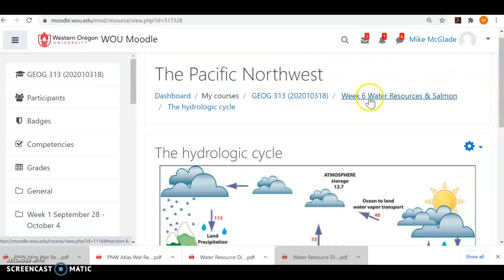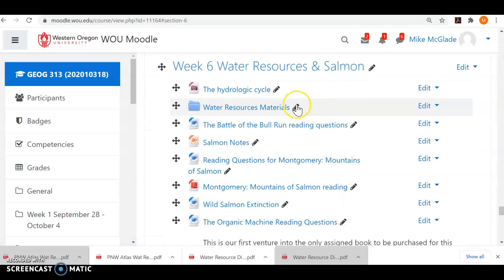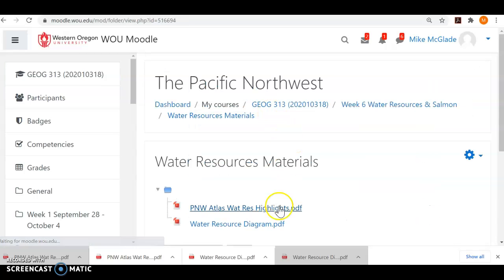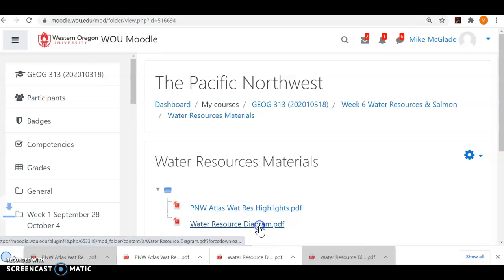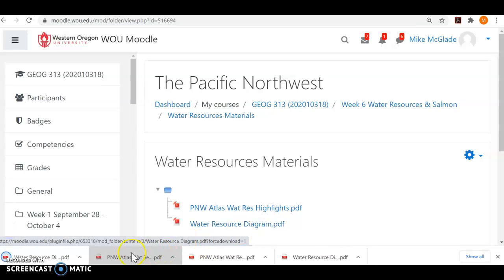So this is week 6, and that was the hydrologic cycle. We'll go back here and we'll click. There's a folder here we'll look at. So this is water resources materials. And I want to look next at a water resource diagram.